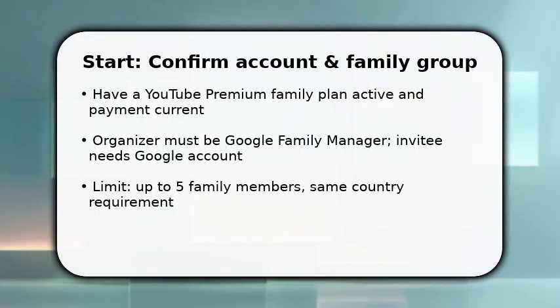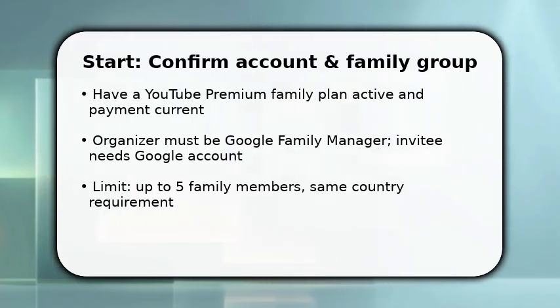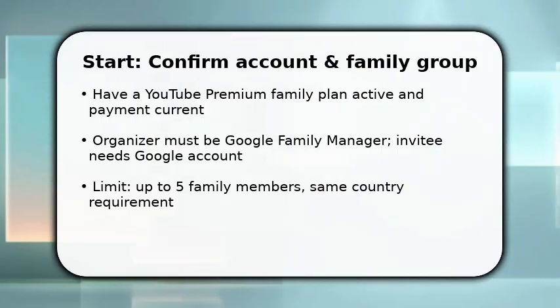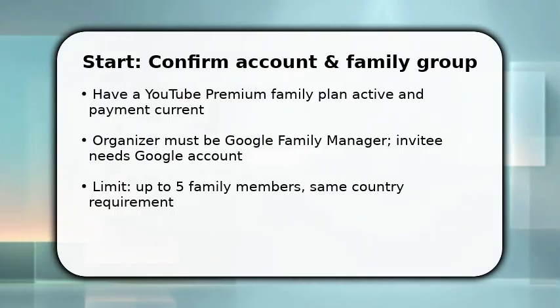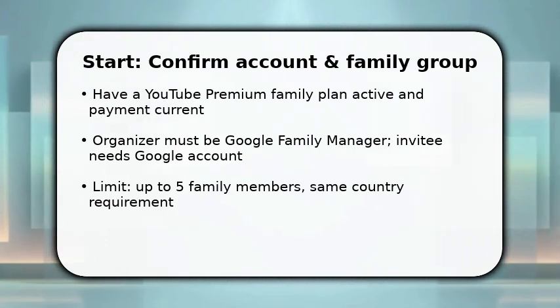You begin by confirming you've got a YouTube Premium Family Plan and that the Family Manager role is assigned. You open accounts.Google.com/families or the Google Families section in Settings. Once there, check the manager email and payment status so the plan can accept additions. Make sure the person you want to add is in the same country and has a valid Google account. This step prevents invitations from failing and saves time by resolving account mismatches before you send invites.